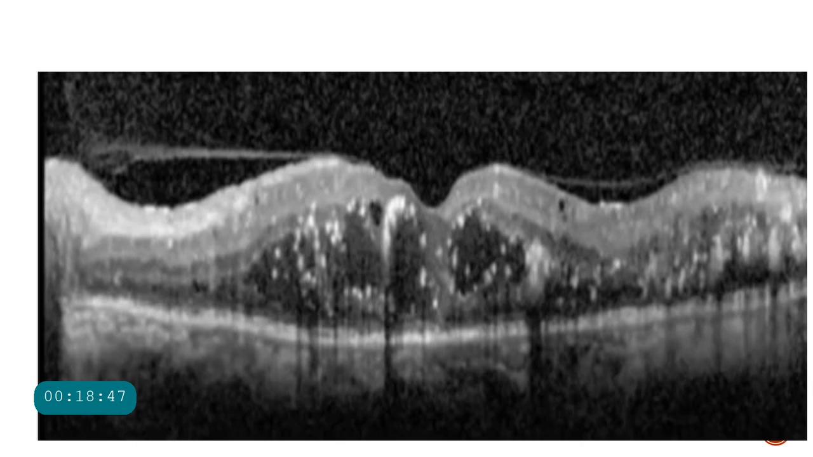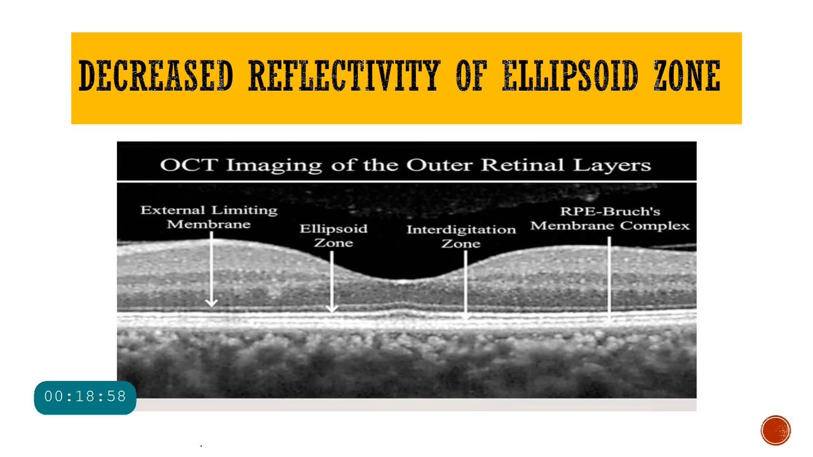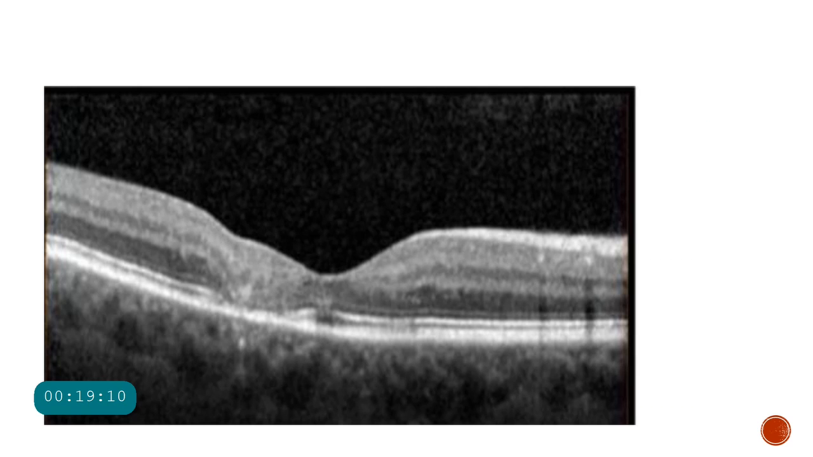So now in this picture also, if you see, there's actually no external limiting membrane. If you're not able to find the external limiting membrane, the visual prognosis will be poor for this patient. Similarly, we have the ellipsoid zone. Sometimes the reflectivity of the ellipsoid zone will decrease, or the ellipsoid zone will be lost, and that is also a poor prognostic biomarker.